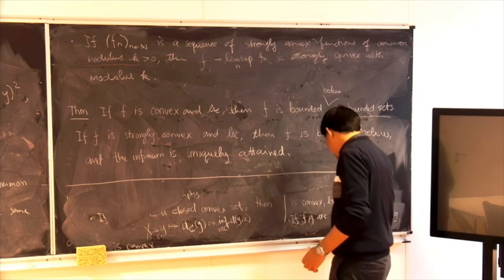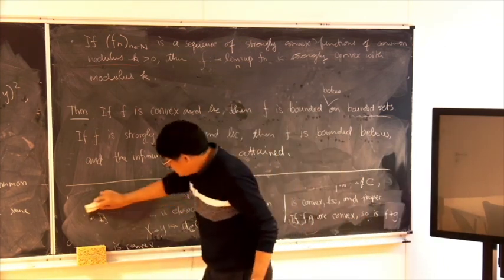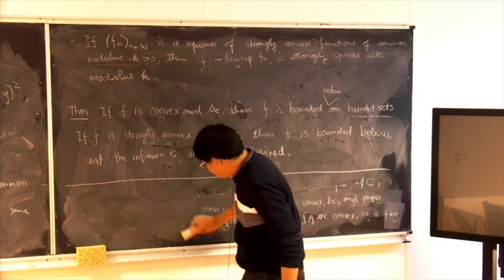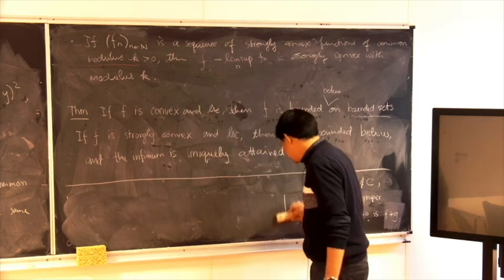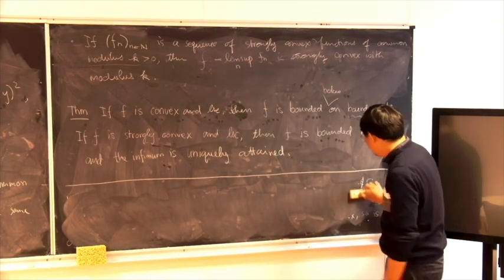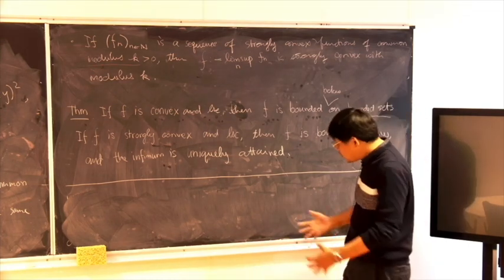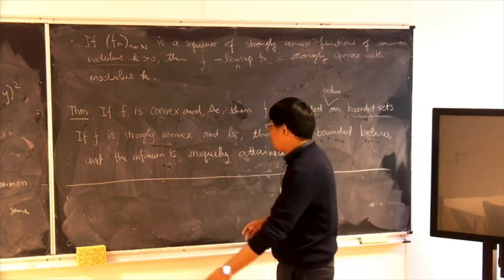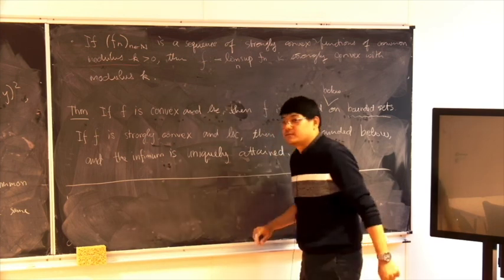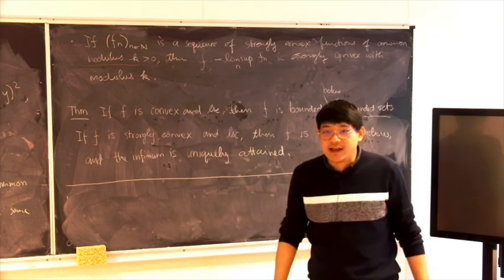And that's for today. We have seen some convex sets. We have seen convex functions. We have seen a stronger version of convex function, which helps us to obtain a minimizer. That's for today, and let's see you tomorrow.